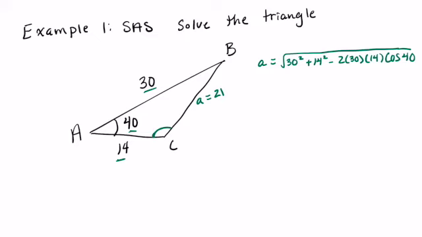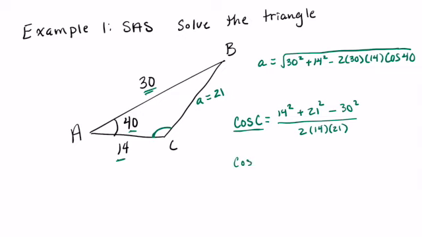And so I'm going to utilize finding the cosine of C. Well, I'm just going to take the included side squared minus the opposite side squared all over 2 times 14 times 21. So again, notice that's just giving me cosine of C. I need to take the inverse cosine of this whole thing to get my actual angle measure.